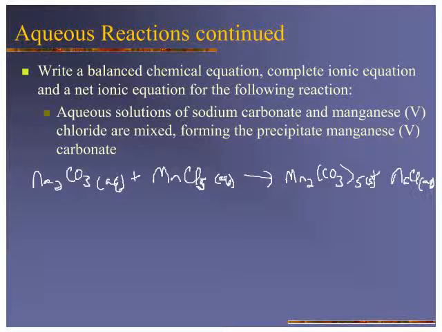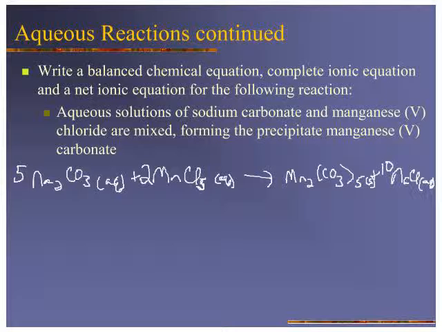So we're going to balance real quick. We see that we have 2 manganese on the product side and only 1 on the reactant side, so we're going to put a 2 here. We have 10 chlorines, so we're going to put a 10 here. We have 10 sodiums, or you can look at it this way, you've got 5 carbonates. Either way, you're going to end up with a 5 over here. So we now have our balanced chemical equation.